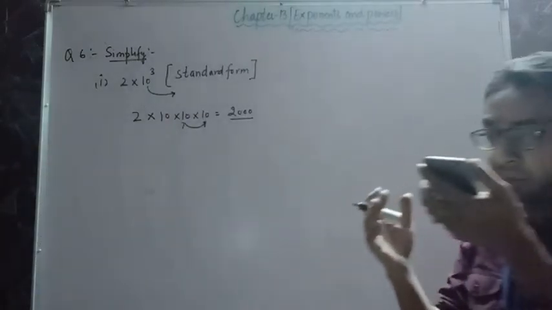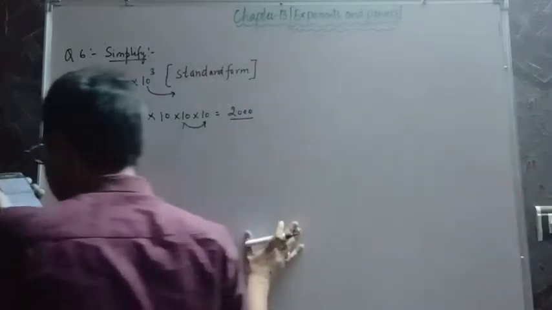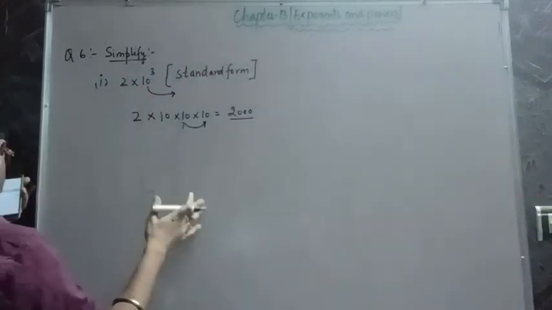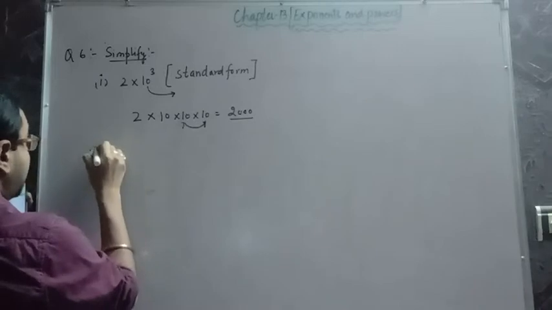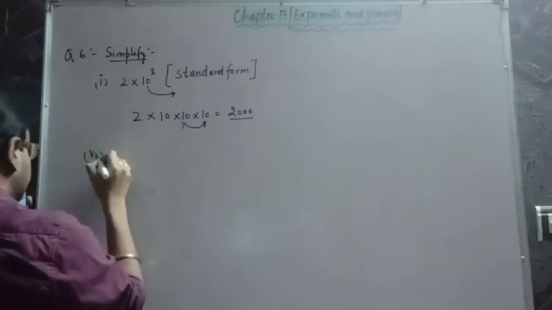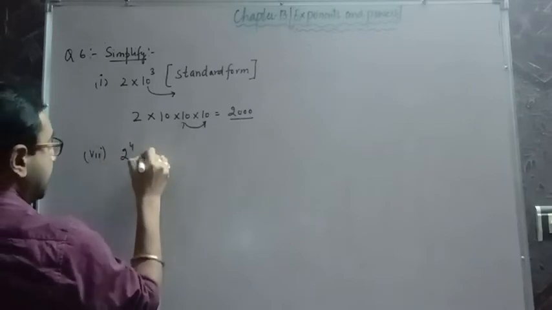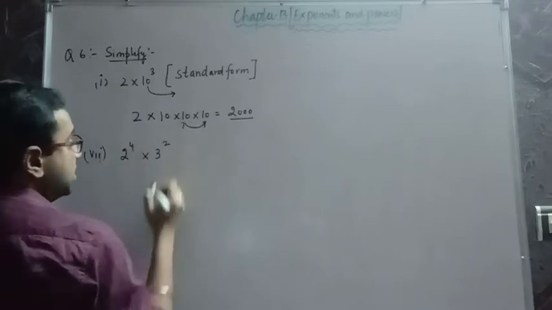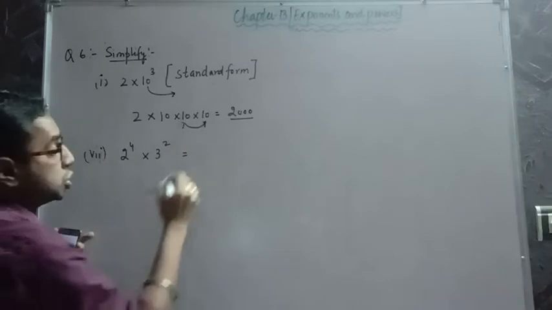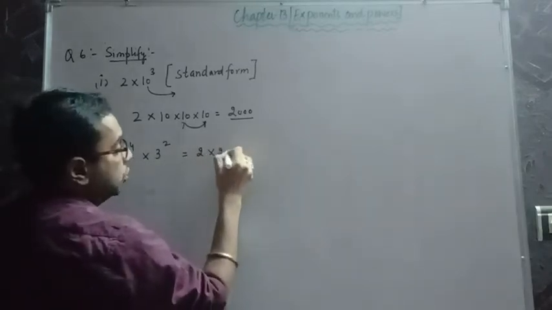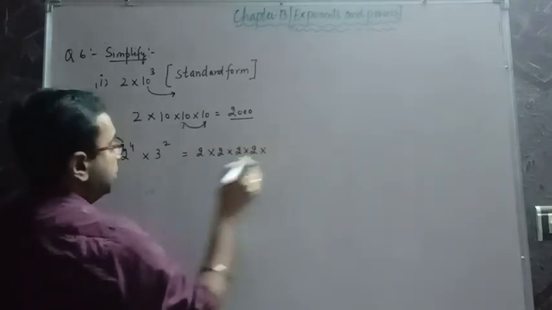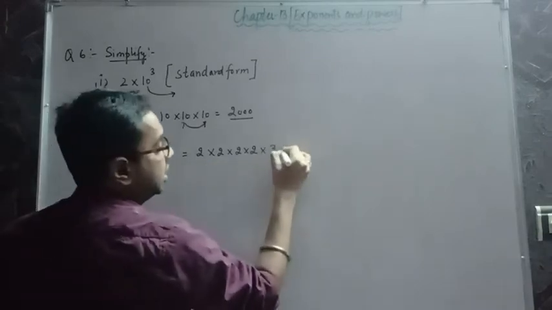I'll try to do another part, a difficult one. If you feel so, this part is easy. I'll try the 6th part, or maybe the 7th, because 2 raised to power 4 into 3 raised to power 2 is very easy. 2 raised to power 4 means 2 is represented 4 times: 2 into 2 into 2 into 2. And 3 raised to power 2 means 3 is represented 2 times.